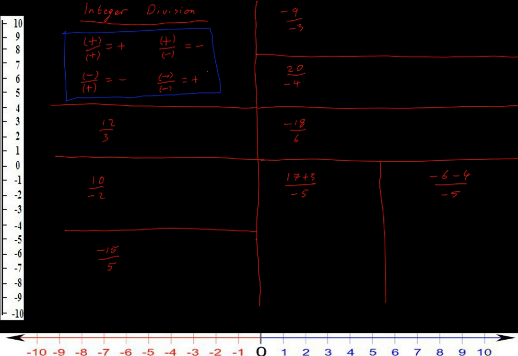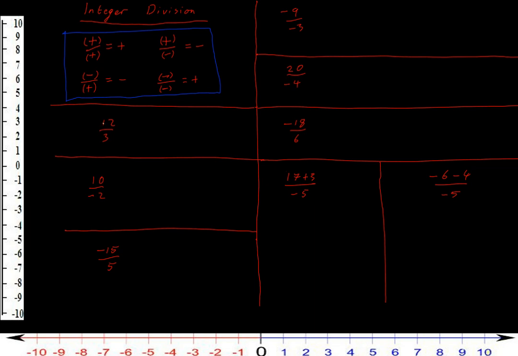Very much the same type of rule as we had for multiplication of integers. And again, this is for multiplication and division. We have to be very careful that we don't try and use this if we just have addition and subtraction. Now, let's have a look at some examples.